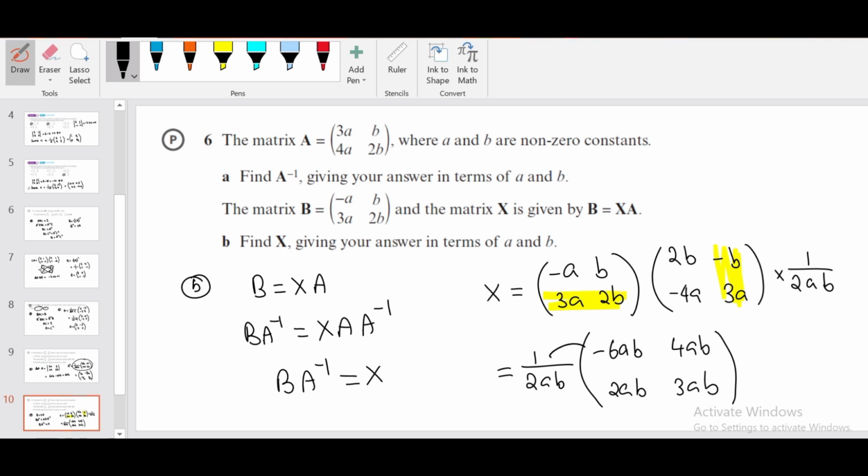Now you divide every term by 2ab. So the matrix would be minus 3 here, 2 here. This is basically 6 and this was minus 2ab. So you'll get minus 1 here, 3 over 2 here. That's the matrix X. Understand?